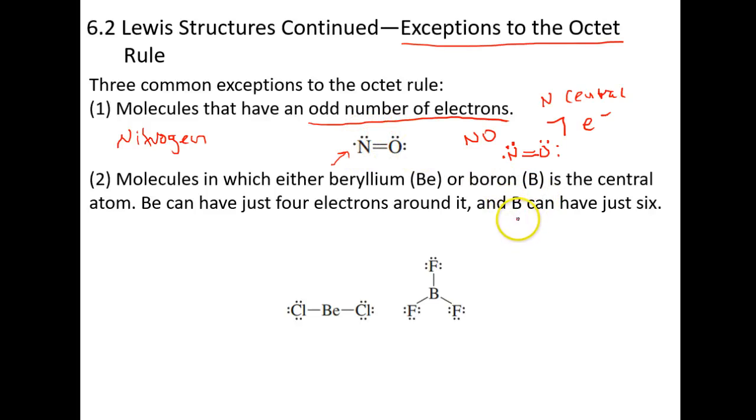If you have an odd number of electrons and you have a nitrogen, you're good. If you do not have a nitrogen and you have an odd number, you probably miscalculated something. All right, so that's kind of a good check.